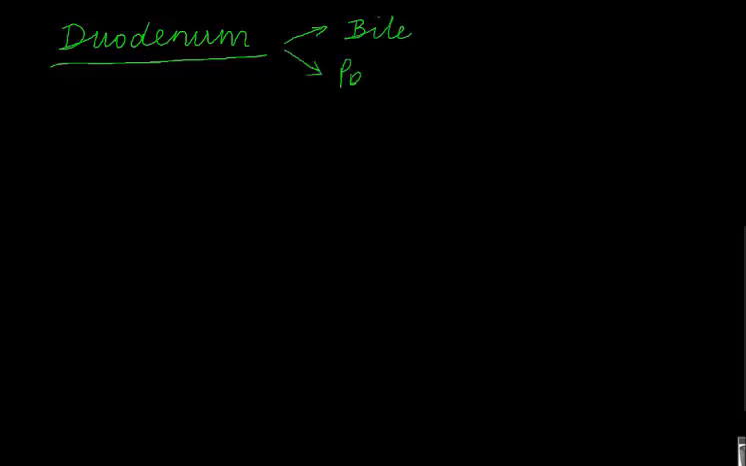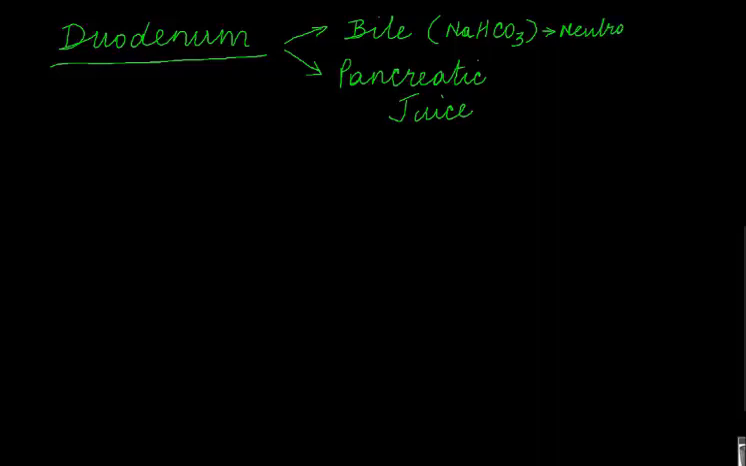Next, the food now goes into the duodenum. And into the duodenum, two very important structures will pour their secretions. One is bile from the liver, and the other is the pancreatic juice from the pancreas. Now the bile has no enzymes, but the bile has sodium hydrogen carbonate, which will neutralize the HCl. So it neutralizes hydrochloric acid from the stomach, and it now makes the pH alkaline, somewhere about 8 to 8.5.